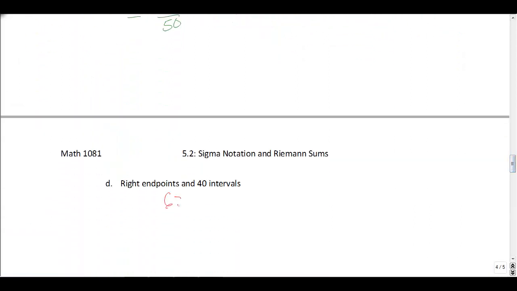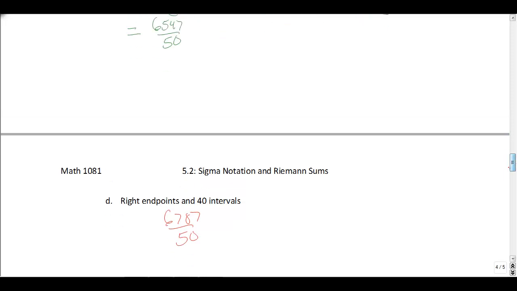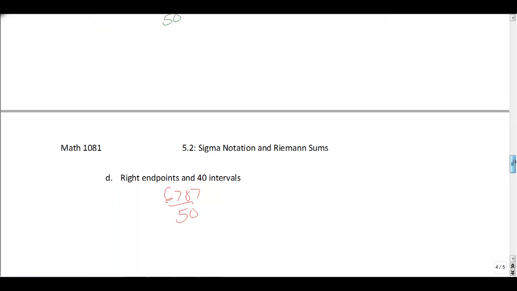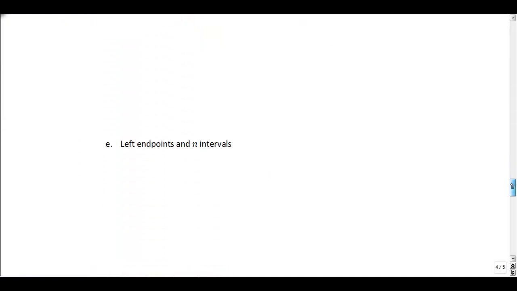So this is 6787 over 50 here. And so what you should get, here's something that should be, let's see, it was 138.16, was an upper bound. This should be a little bit smaller. 6787 divided by 50 is 135.74. So we get a sort of better upper bound. And you could keep repeating this, instead of 40, do 60, do 80, do 1,000 here. You might tire of this, and eventually you're going to want to do this with n intervals.